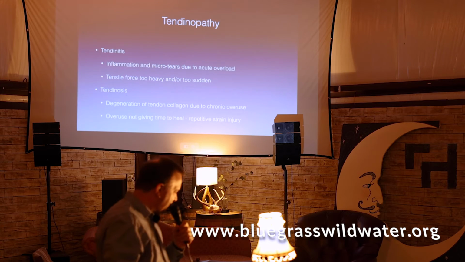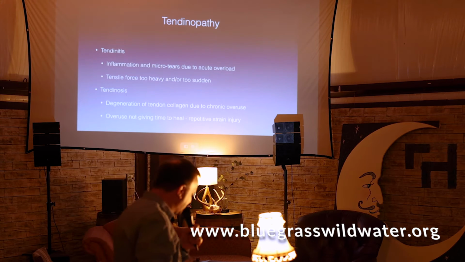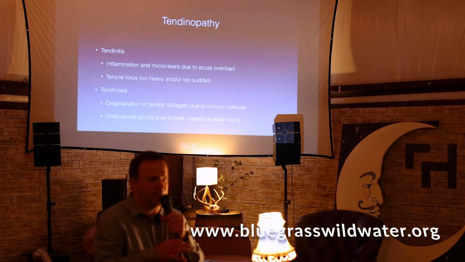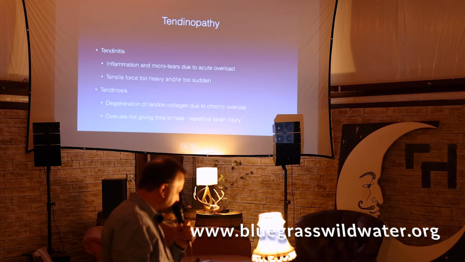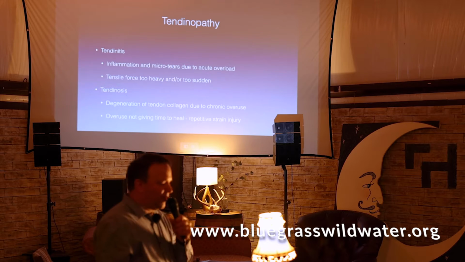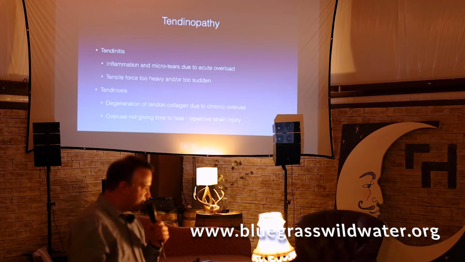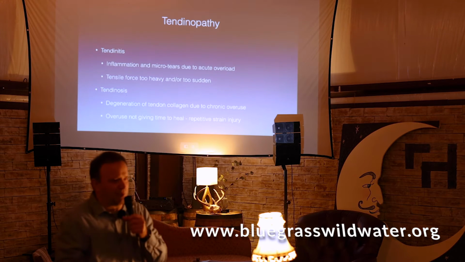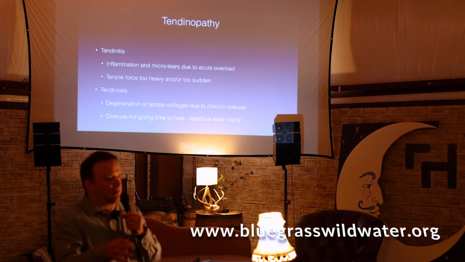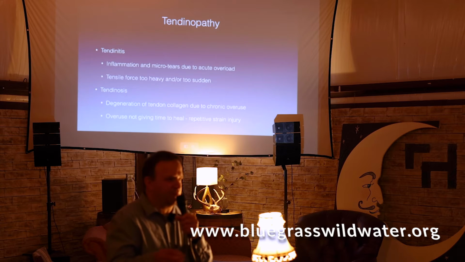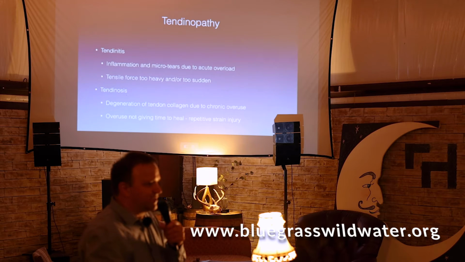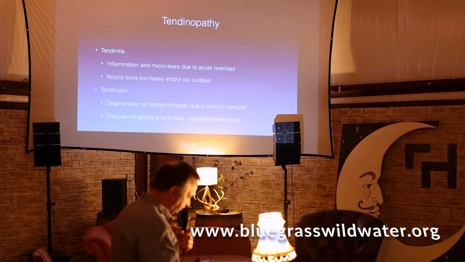All right. So tendinitis, inflammation and micro tears due to acute overload. Tensile force is too heavy or it happens too fast. Tendinosis tends to be a degenerative problem from overuse. Tends to be more of a chronic condition. It tends to happen when folks do the same thing over and over again but don't give it time to heal between these little micro injuries, and so end up getting an inflammatory condition that tends to be chronic and very difficult to deal with.